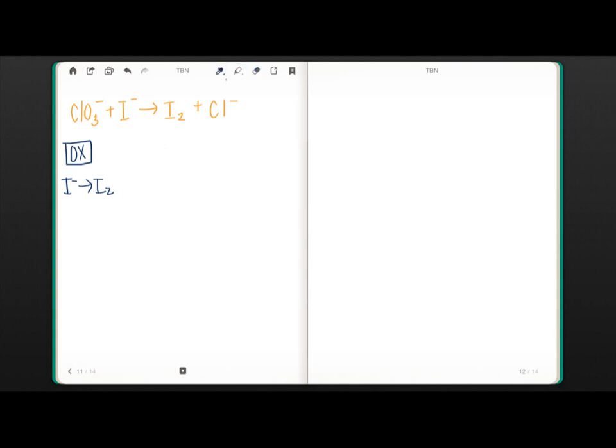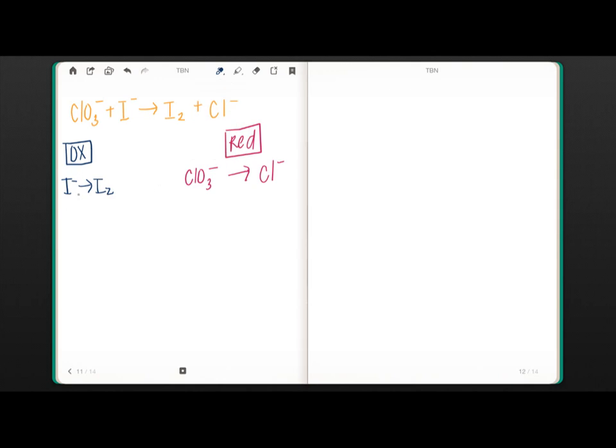And then for the reduction reaction, it'll be what's left over. So ClO3 minus as it's going to Cl minus. So let me write that out. ClO3 minus goes to Cl minus. Okay. So there's that. I'm going to balance out the oxidation reaction first.